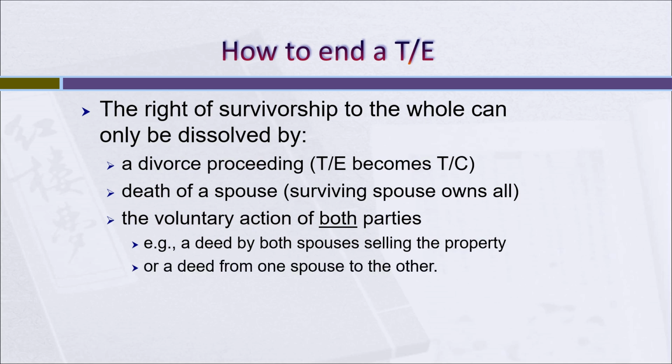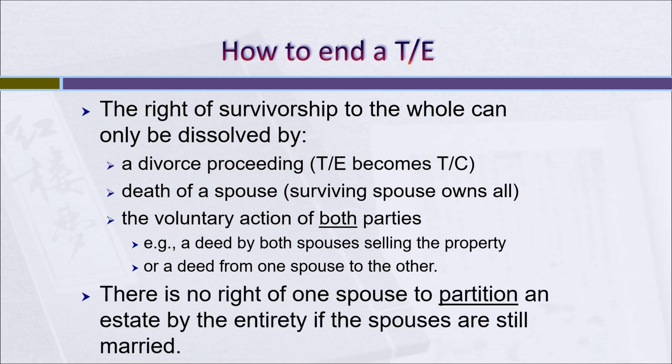In addition, one spouse is allowed to give a deed to the other that will end the tenancy by the entirety. In other words, each of them could convey to the other, and the grantee of such a deed will end up being the sole owner of the property. There is no right of partition in a tenancy by the entirety, so neither spouse can go to court and ask the court to divide the property geographically or to have it sold and to have the proceeds of the sale paid out to the spouses. As long as they are still married, the right of partition simply doesn't exist.